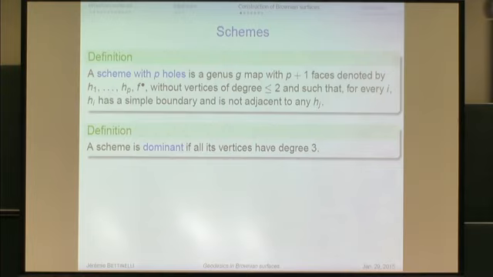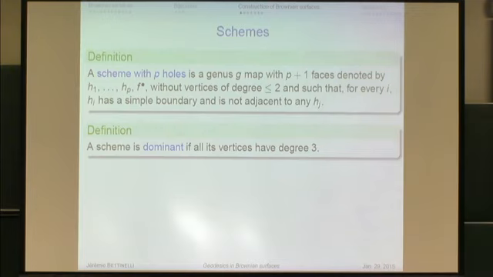So first, the scheme. That's the underlying structure. The proper definition is that a scheme with p holes is a map with p holes, so p faces, and one extra face. It doesn't have vertices of degree 1 or 2. And moreover, the holes are separated in the sense that they don't share any edges. They can share a vertex, but they cannot share edges. That's because of the construction.